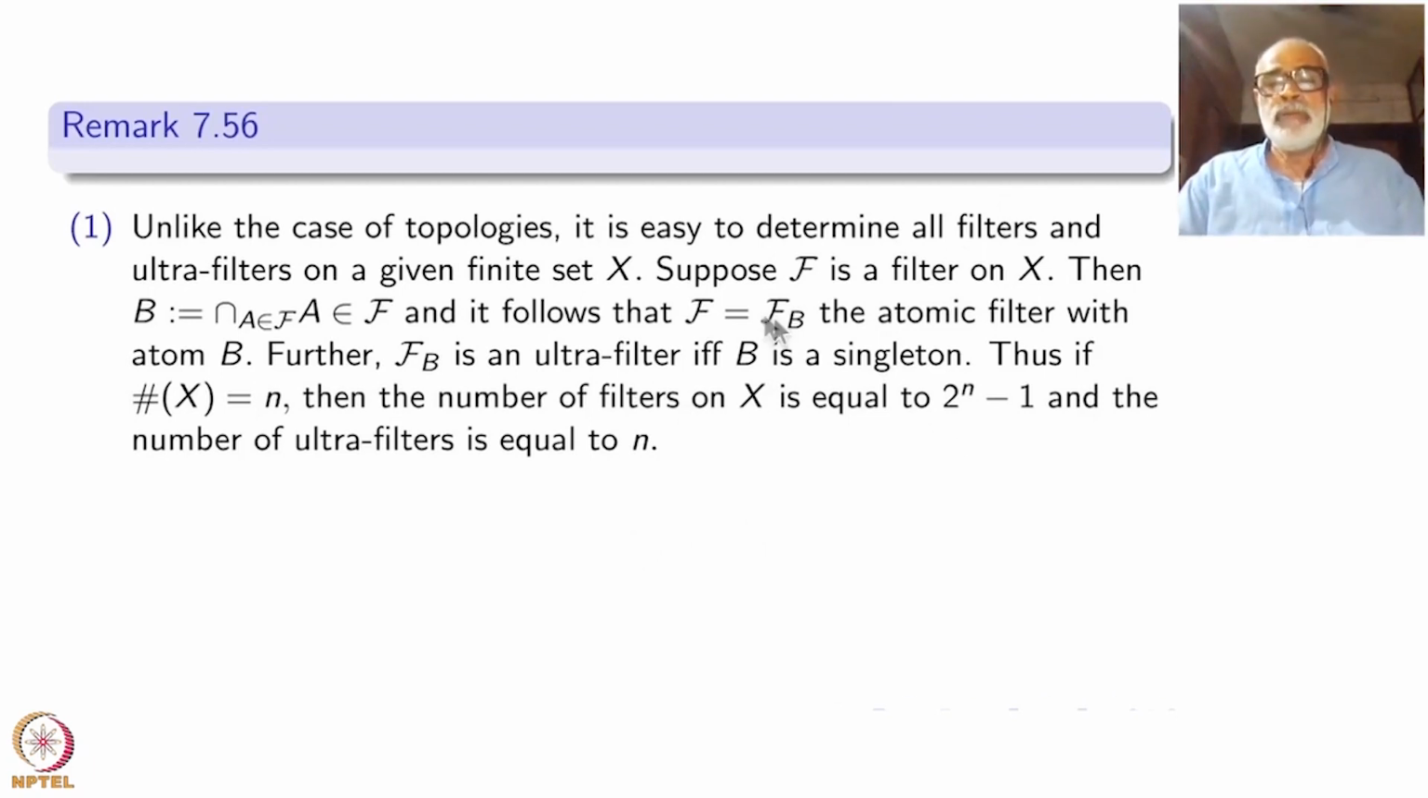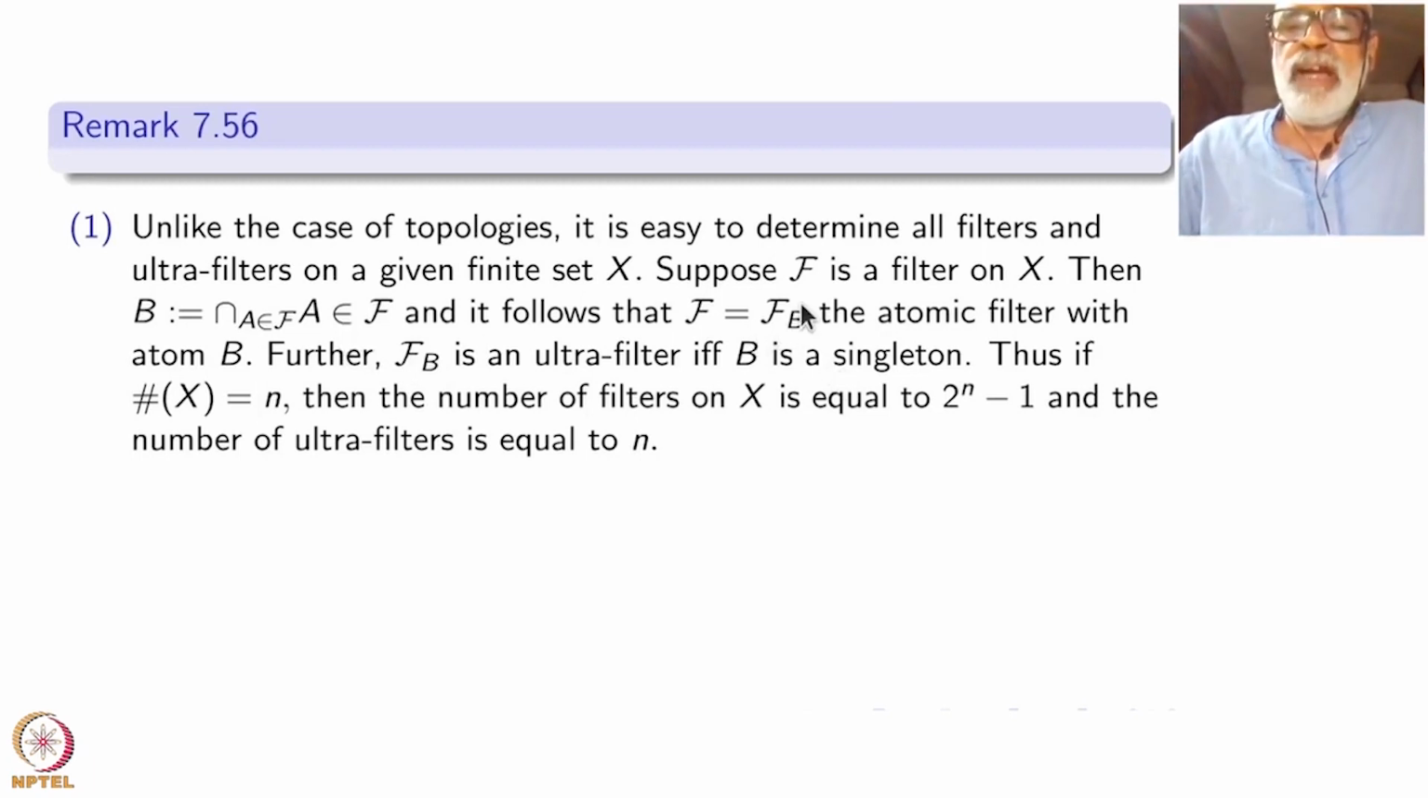So here, similar questions, if you ask for filters, and then you can combine them also. I am going to tell you one single thing, namely counting the number of filters and ultrafilters on a finite set. That is very, very easy. Suppose F is a filter on X, a finite set. Then you can take the intersection of all its members. That must be a member of F, right? Of course, it must be non-empty because it is a finite intersection, and it follows that that member B is contained inside every other member, which just means that F is F_B, the atomic filter. Once B is there, all supersets are there, everything is there already.